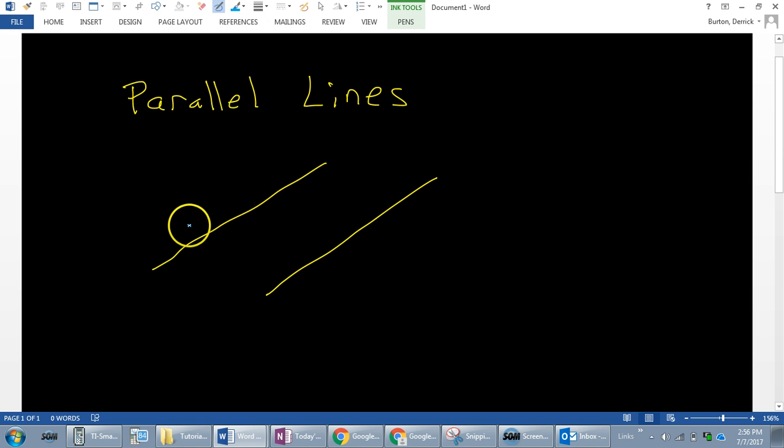Okay, now, what if I told you that the slope of the first line is, let's say, 2/3? Could you tell me what the slope of the other line would be? 2/3. It would also be 2/3. Okay, so parallel lines have the same slope. That's thing number one.